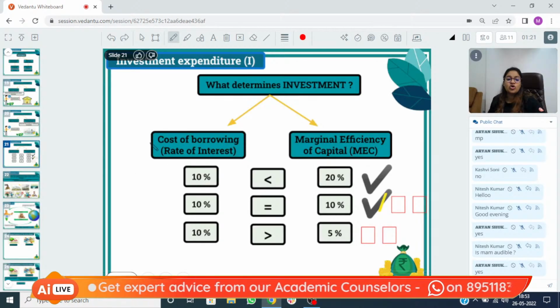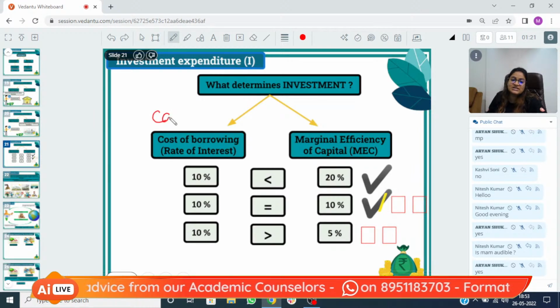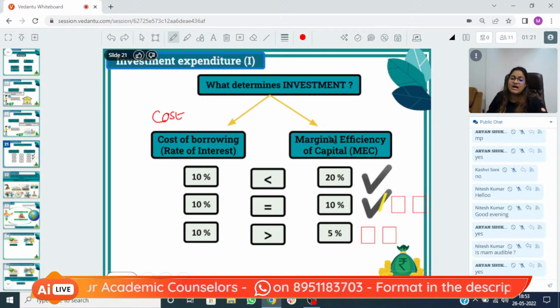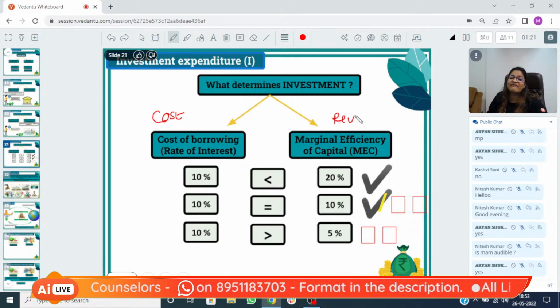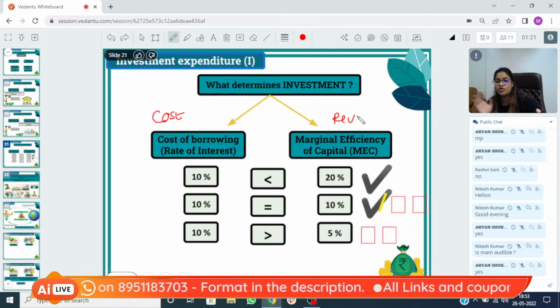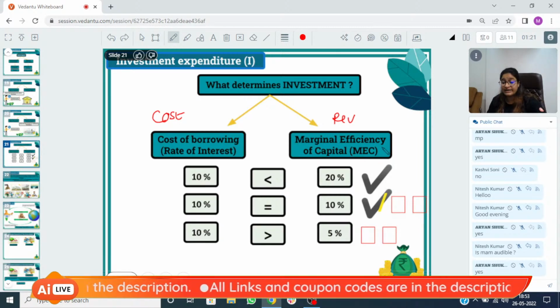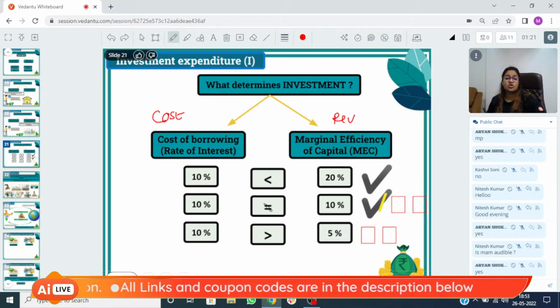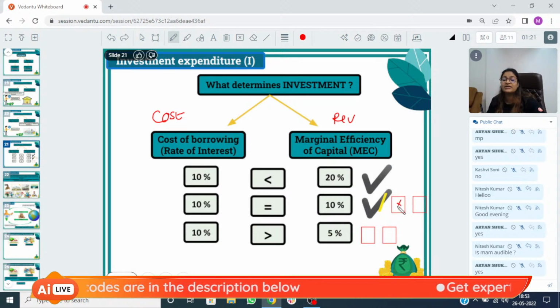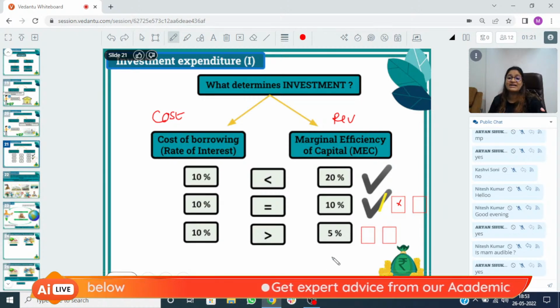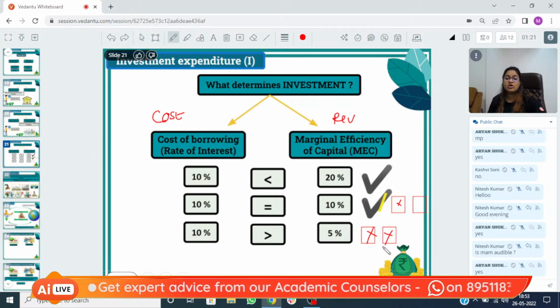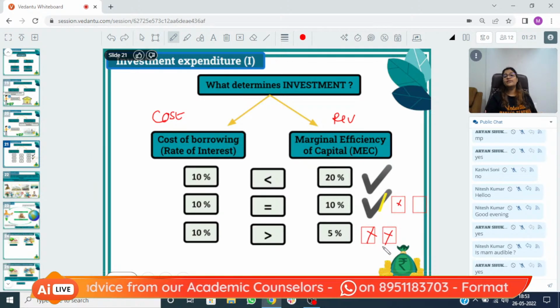So the cost of borrowing is nothing else but cost, and marginal efficiency is nothing else but revenue. For example, let us understand in terms of cost and revenue. If your cost is less, revenue is more, you will definitely take the loan and invest. If your cost is equal to revenue, you may or you may not take the loan. But if your cost is greater than the revenue, then you will definitely not take the loan. Why will you not take the loan? Because your cost is more, revenue is less.